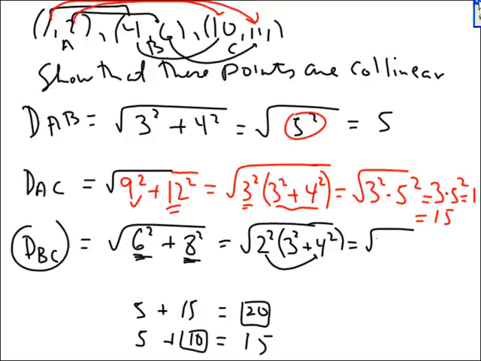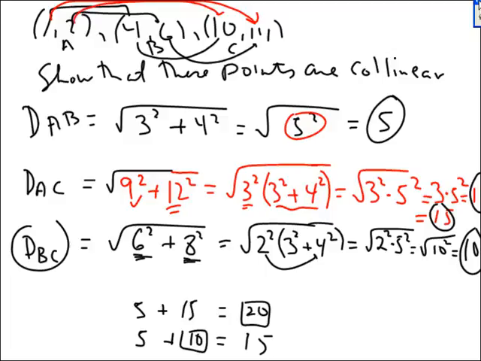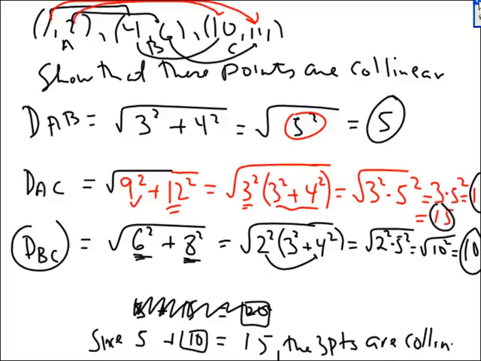Well, this is the square root of 2 squared times 5 squared, which is the square root of 10 squared. And the square root of 10 squared is 10. So, yep, it works. 5 plus 10 is 15. They are 15, excuse me. They are definitely collinear. Since 5 plus 10 equals 15, the 3 points are in fact collinear.